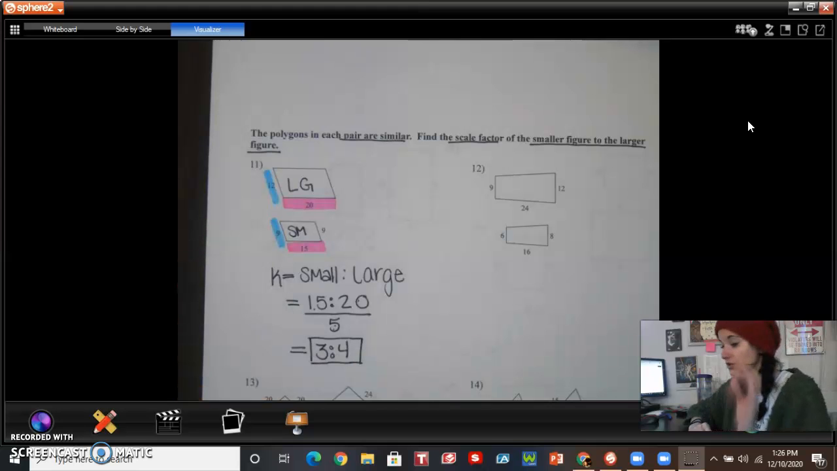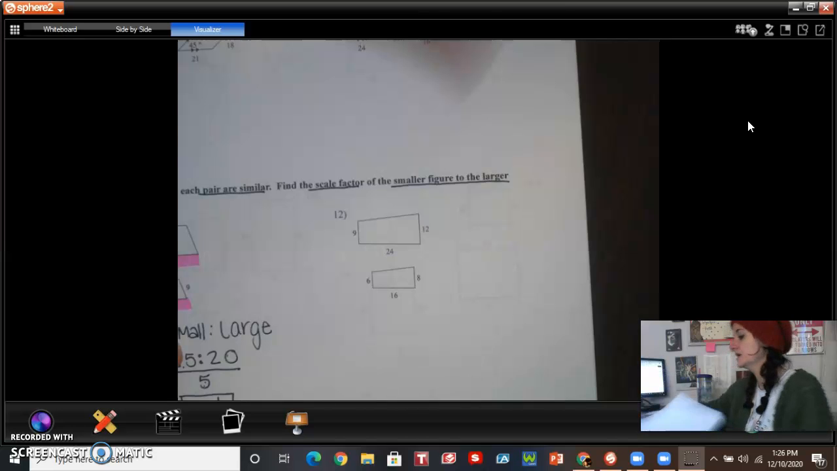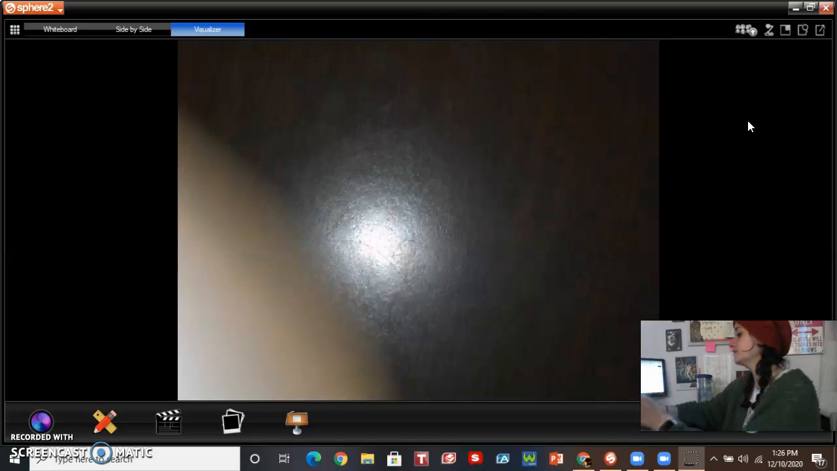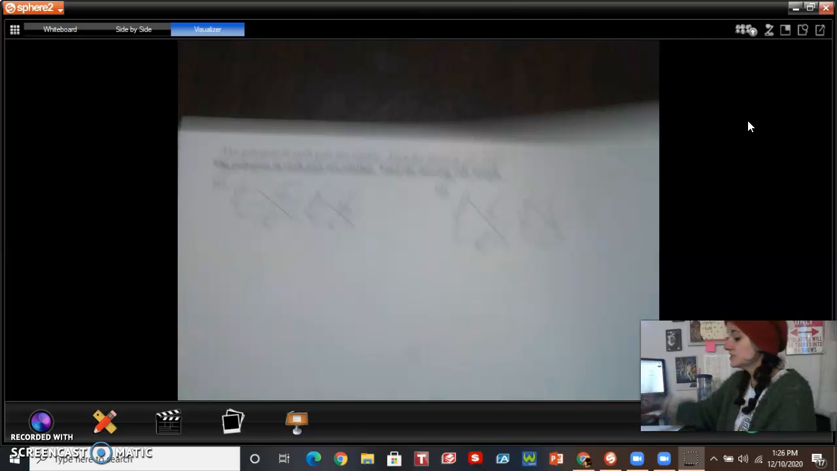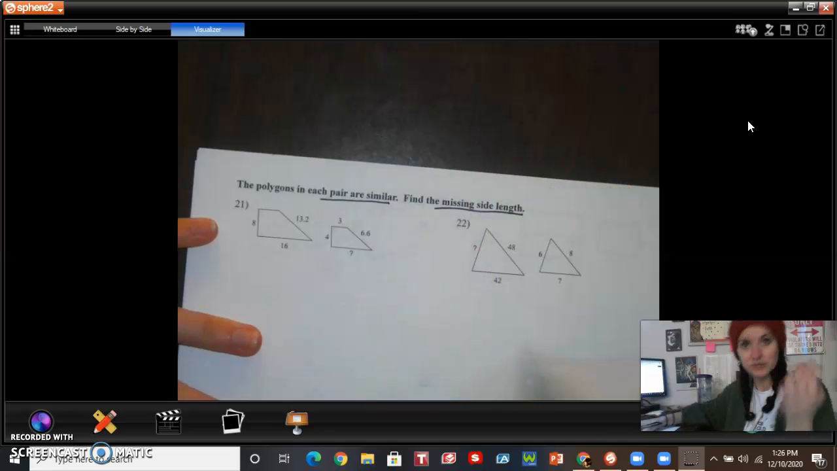Next. Now, we're still dealing with similar polygons. Now we're going to use them to find a missing side length. Remember in the last example I did, how I talked about corresponding sides? Same thing is going to apply here. So for instance, that's our unknown side length. And who does it correspond with in our other figure? Well, it corresponds with 16.